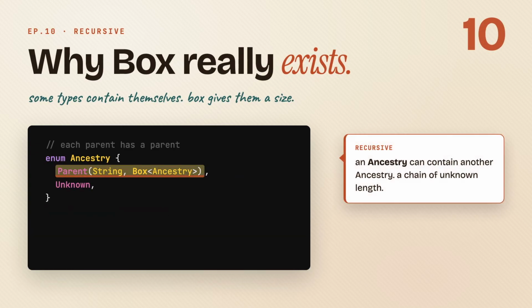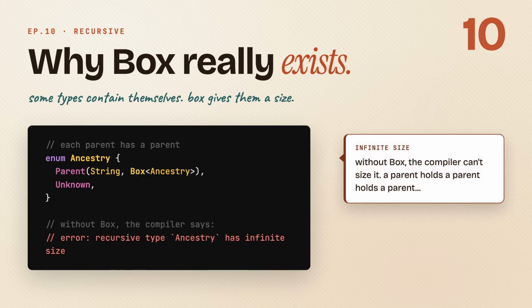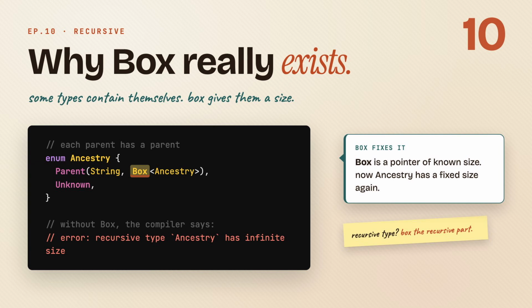This is where Box becomes necessary. A cat's ancestry: each parent has a parent, and on and on. Without Box, the compiler can't size it. A parent holds a parent, holds a parent. It goes on forever. So Box fixes it. A Box is a pointer of known size, so the whole type gets a fixed size.